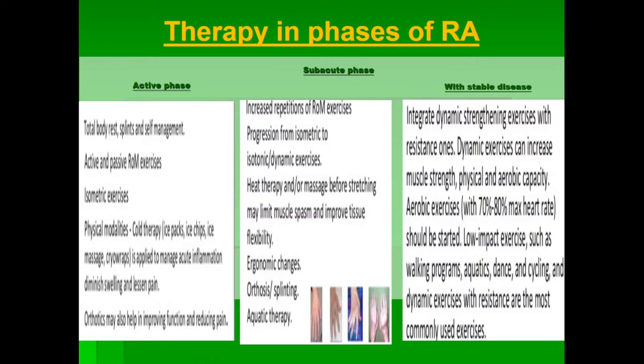With stable disease, in remission, we integrate dynamic stretching exercise with resistance exercise. Dynamic exercise can increase muscle strength, physical and anaerobic capacity. Aerobic exercise should be started at 70 to 80 percent of maximum heart rate. Low impact exercise such as walking programs, aquatics, dance, and cycling and dynamic exercise with resistance are the most commonly used exercise.